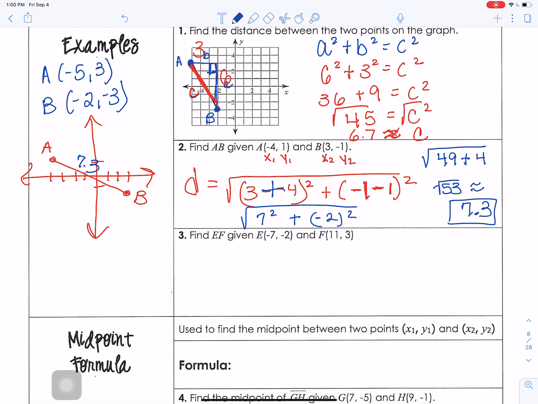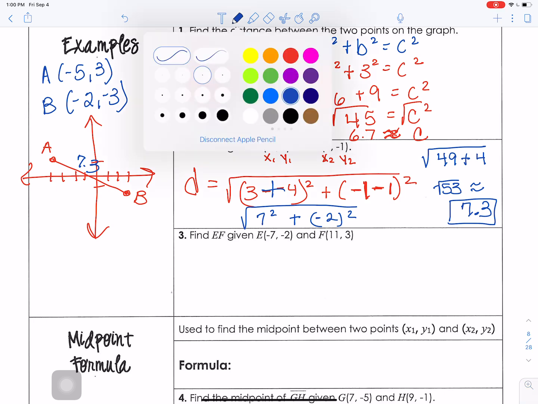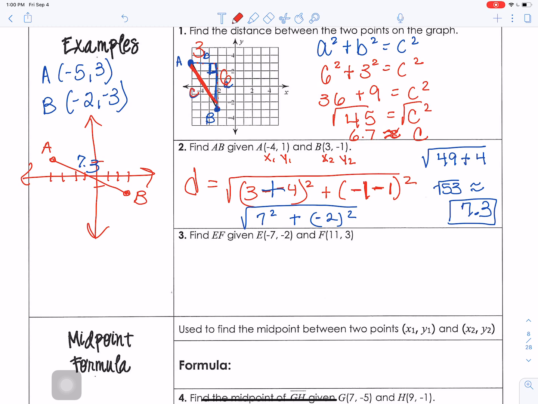Let's try one more example here. So now we've got points E and F. What we're going to do is start with assigning E and F x1, y1, x2, y2. And now we're going to plug into our formula.